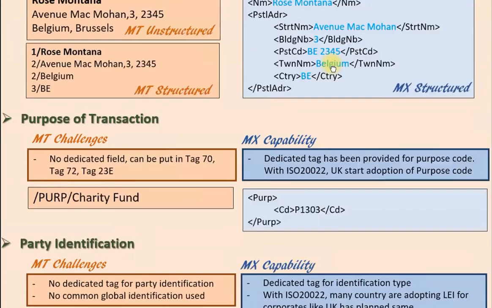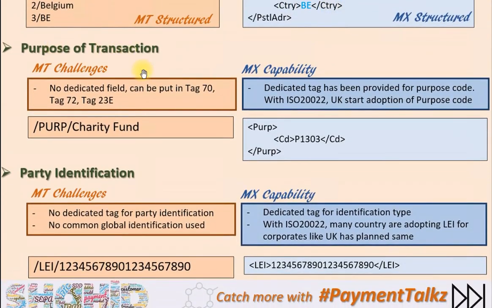Then coming to the next point, the purpose of transaction, the MT challenge. We have seen that it can be put in any of the tags 70, 72, 23, and normally it is put with the PURP and then some code word. What MX has done, they have created a dedicated tag for it called PURP, and in CD you can put different codes. The code can vary and can be made standardized as well. Currently many countries are finding it helpful.